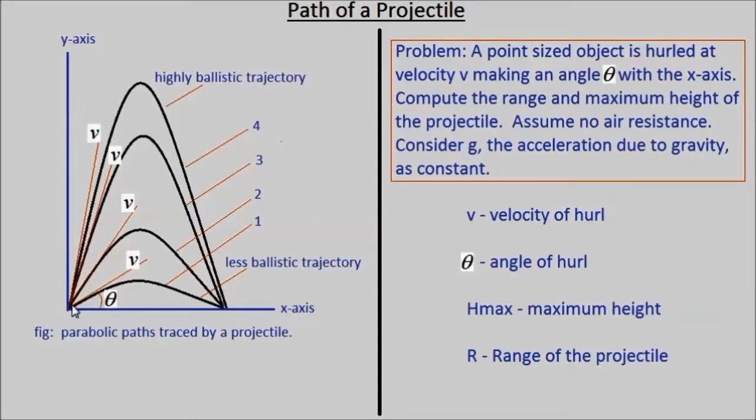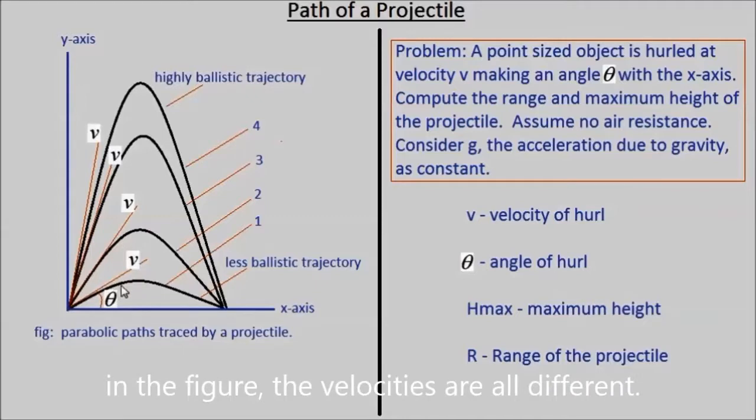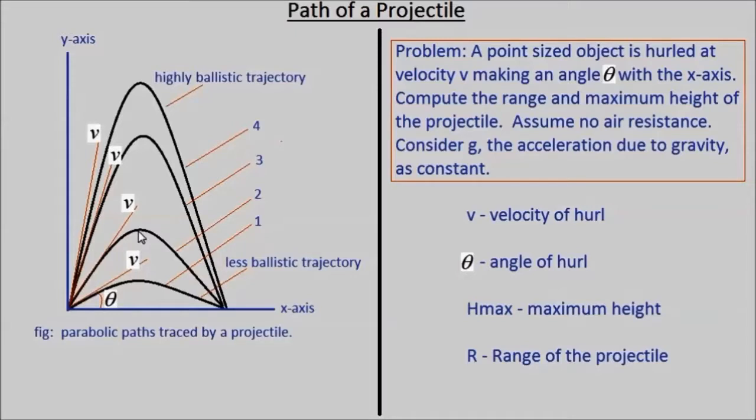So in this figure, the point-sized object is hurled at velocity v, making an angle theta. That trajectory marked as 1 is the path taken by the projectile. Likewise, when the angle of projection is changed to a different one, but hurled at velocity v, then the trajectory marked 2 is the projectile's path. Likewise, as the angle theta changes, the paths change as depicted here. Paths 3 and 4 correspond to different angles at which the projectile is thrown.